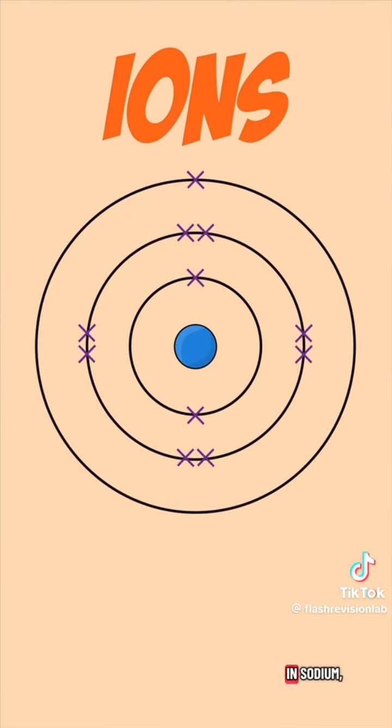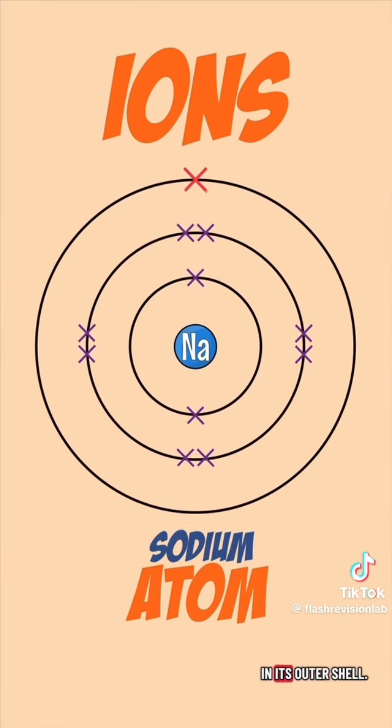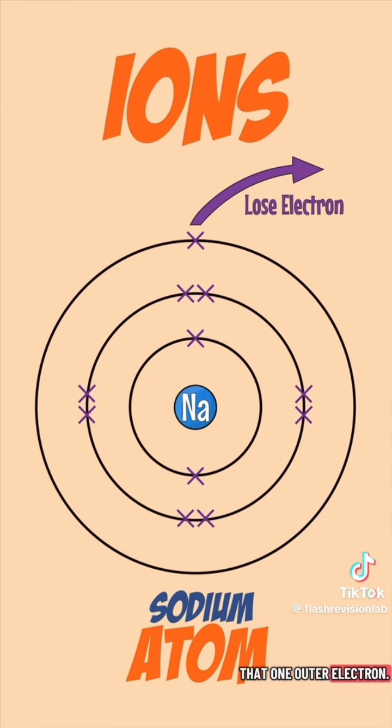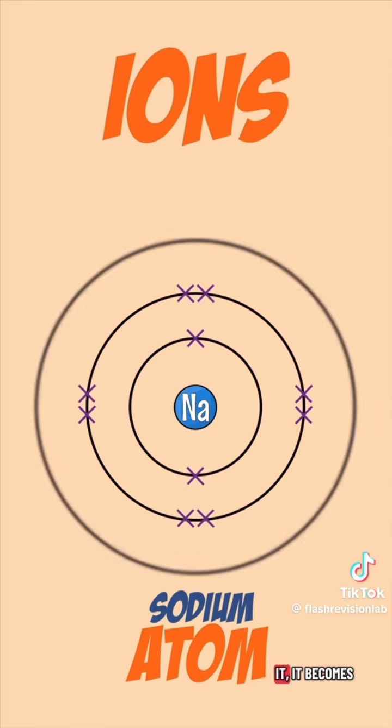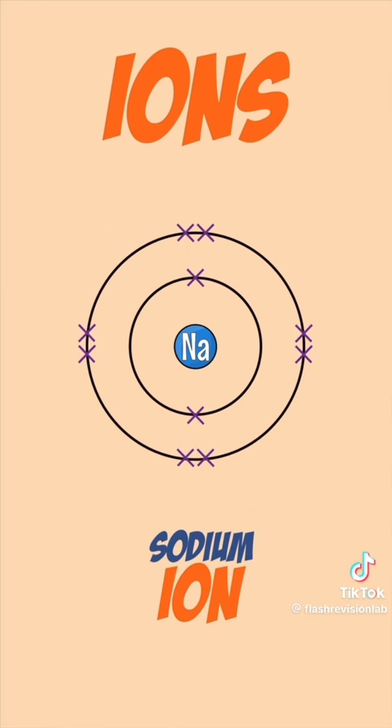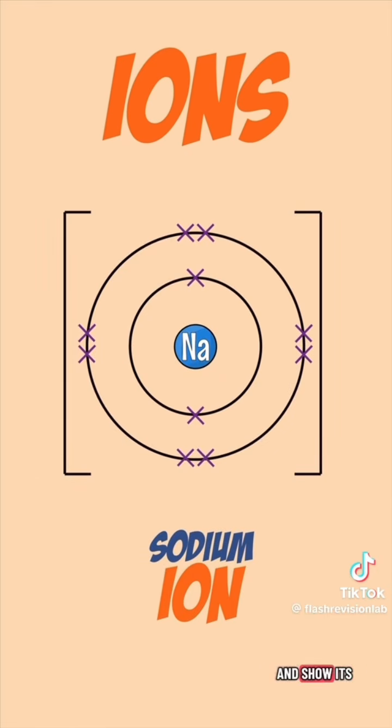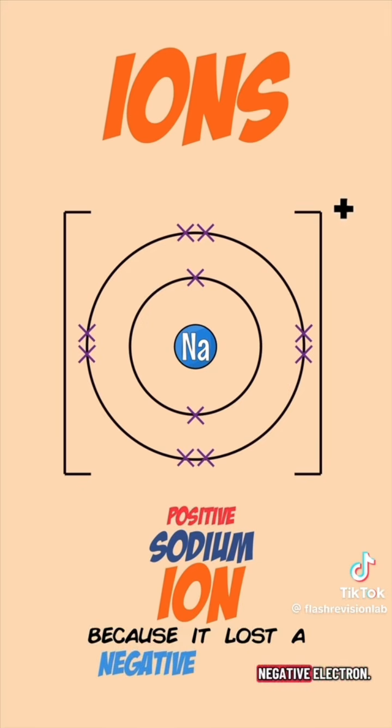So for example, in sodium, there's one electron in its outer shell. So the easiest way it can achieve a full outer shell is by losing that one outer electron. Once it removes it, it becomes an ion. So to show this, you draw its structure within square brackets and show its charge on the top right. It becomes a positive ion because it's lost a negative electron.